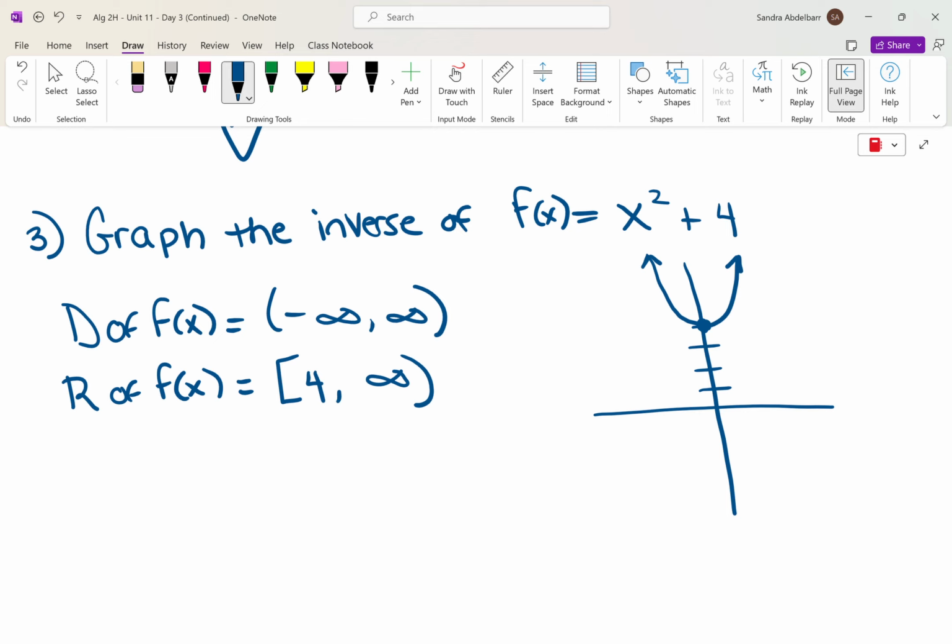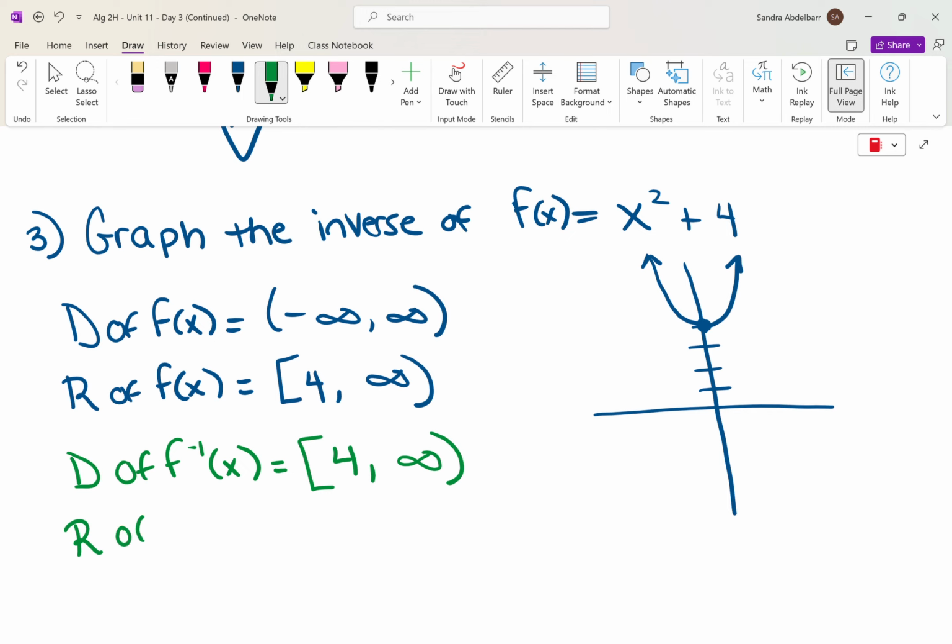Right. Because I have the domain and range of the original, am I now able to find the domain and range of the inverse? Absolutely. So we're going to say the domain of the inverse is the range of the original, and the range of the inverse is the domain of the original.